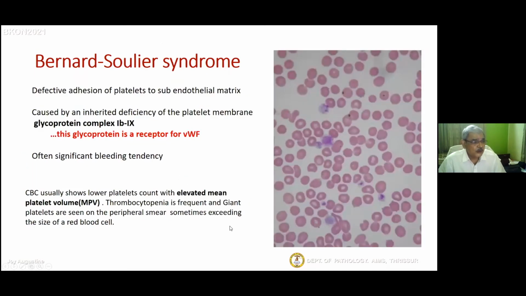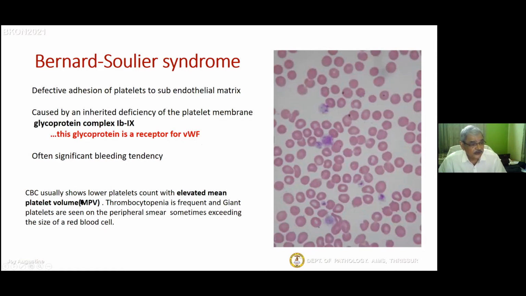Now we just look at one or two of them. This is Bernard-Soulier syndrome, a defective adhesion of platelets to the subendothelial matrix. This is because of a deficiency of the complex GP1b-IX, which is a receptor for von Willebrand's factor. For this reason, von Willebrand's disease and Bernard-Soulier may have overlapping symptoms. Of course, there is another condition which is slightly different, known as the platelet type of von Willebrand's disease. That's a totally different condition altogether.